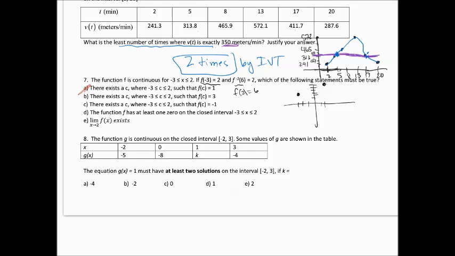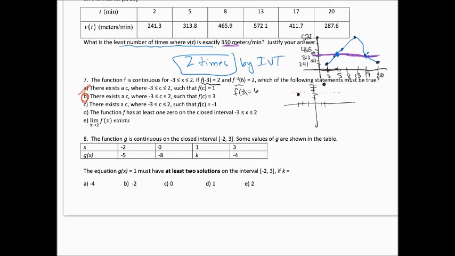There exists c such that f of c is 3. All right, well, over here I'm at a height of 2. Over here, I'm at a height of 6. So 1, 2, 3 would be right there. Does that work? Is there a c such that f of c is 3? Yeah, there has to be. Yes, absolutely.